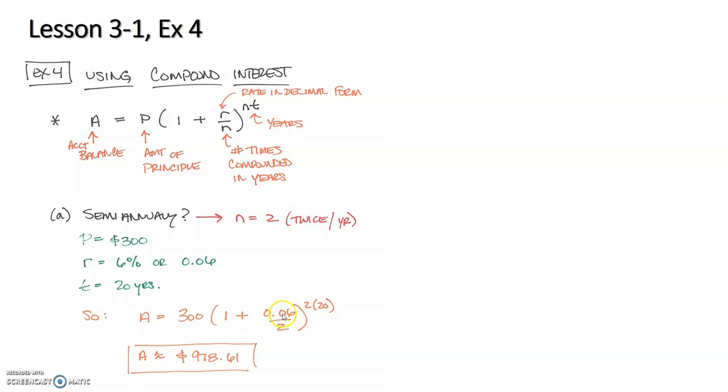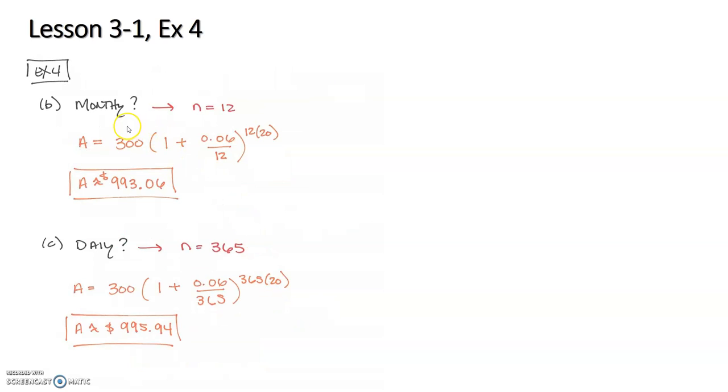So we plug in the 0.06 for the R, 2 because it's compounded semi-annually. The 2 again, notice that the N is here in 2 places, and we multiply the N times the number of years it's going to be invested. And in this particular case, we get $978.61.